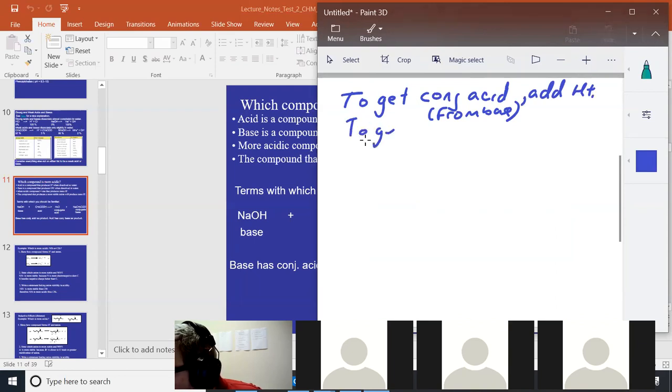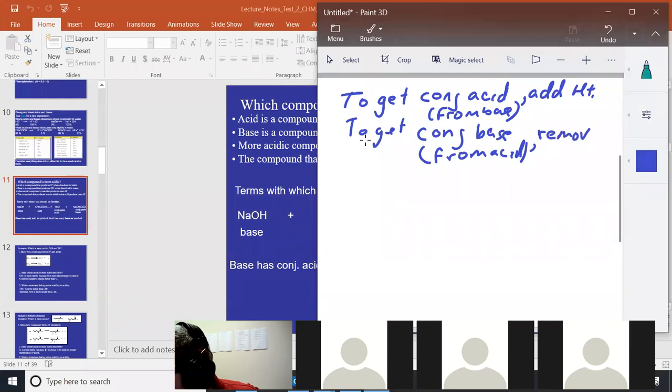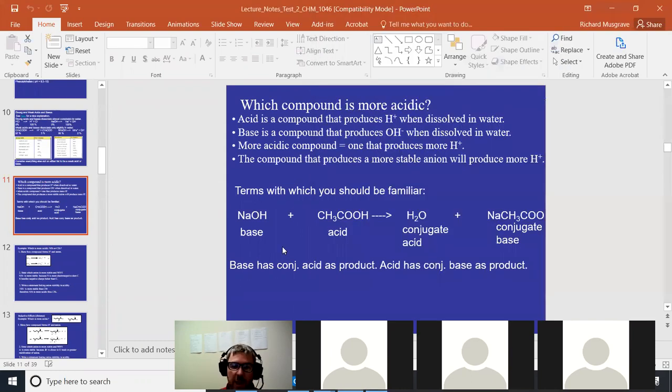And to get a conjugate base, and that will always be from an acid, we remove H plus. It really is that simple. There's no real confusion to that at all. And you can see here, if you ignore the Na, make it Na plus, which is just a spectator ion, effectively what you have is OH minus. We add H plus to it, we get water. With the acid here, we take away the H plus, and we get, again ignoring the Na as Na plus, CH3COO minus.